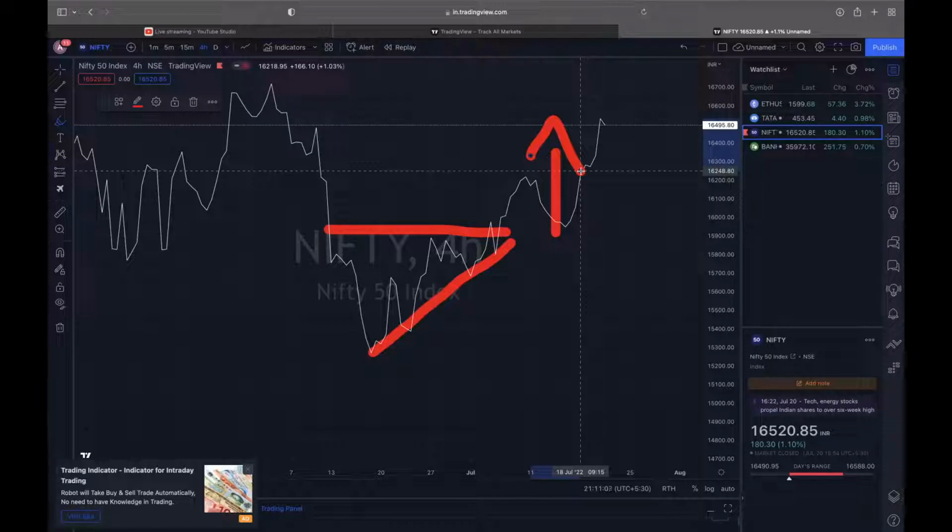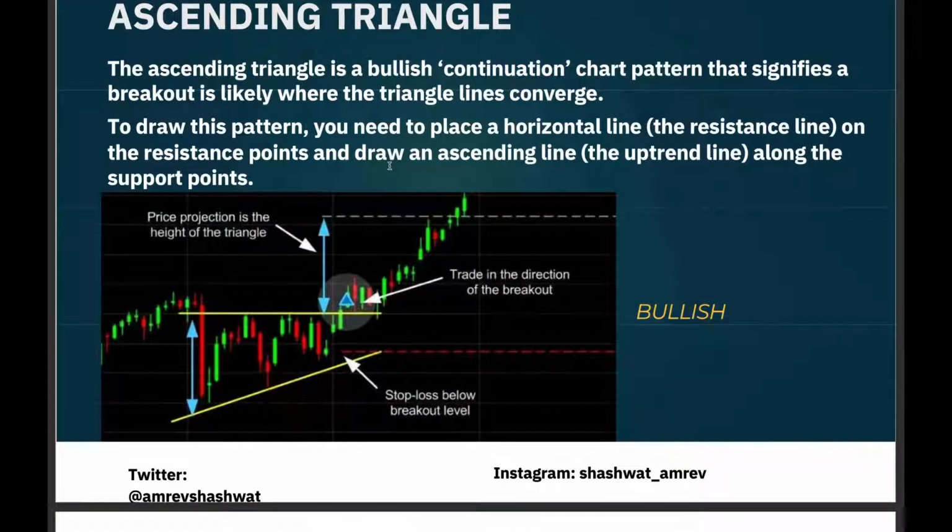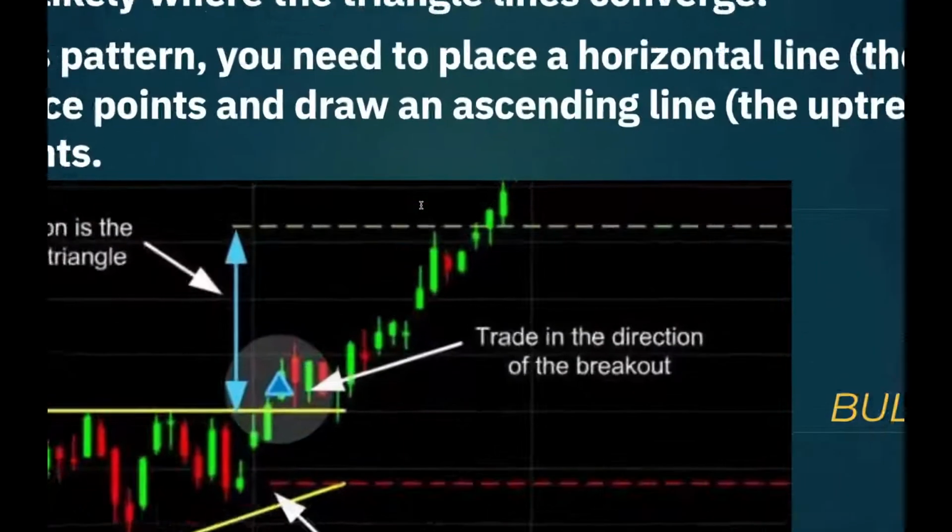Tell me, guys, does it go up? Quickly write in the chat, yes or no. Yes, it does go up. So what we learn from this is anytime there will be an ascending triangle, that will make the up movement.